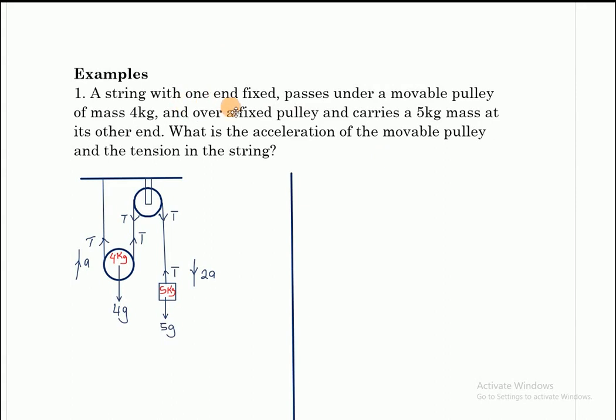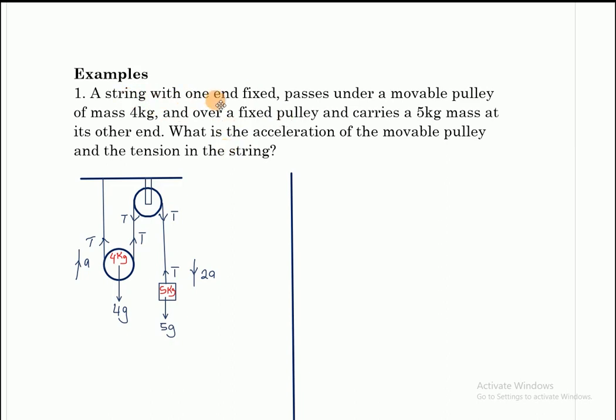A string with one end fixed passes under a movable pulley of mass 4 kg and over a fixed pulley and carries a 5 kg mass at its other end. What is the acceleration of the movable pulley and the tension in the string? This one is the diagram I've made. It is not part of the question, remember. You are supposed to extract this diagram from these wordings here.